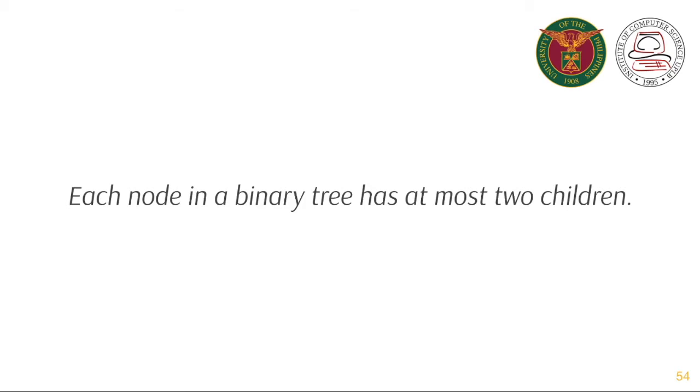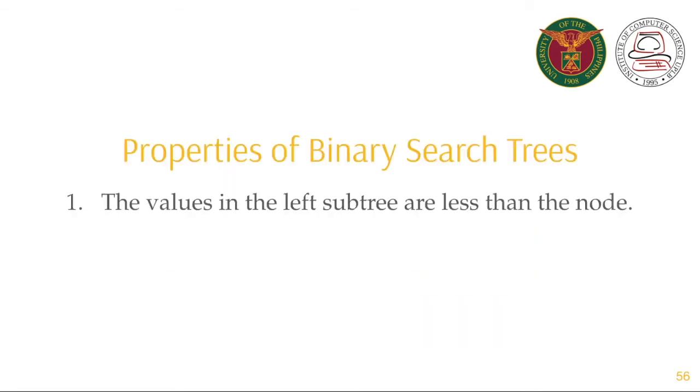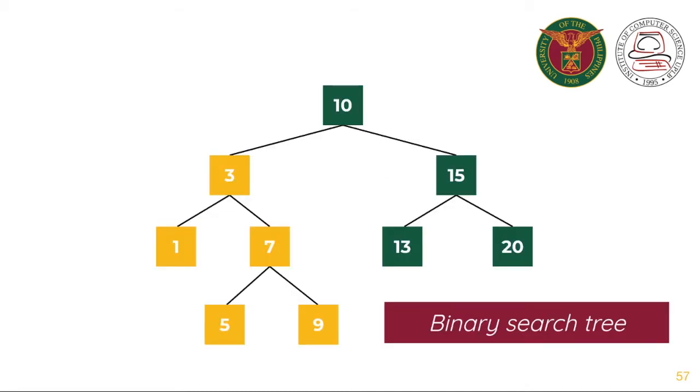A special type of binary tree is a binary search tree, or a BST. The difference between a regular binary tree and a BST is the arrangement of values in a tree. Here are the properties of binary search trees. Number one, the values in the left subtree are less than the node. So here's an example. If the node is 10, 1, 3, 7, 5, and 9 are less than 10.